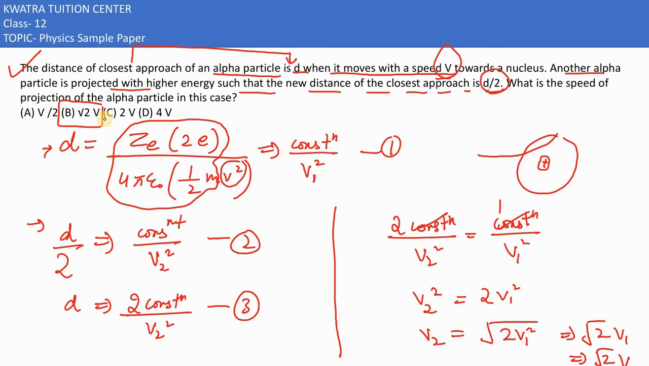The 2 we got rid of and took to the other side, the right side. That is why we compared both sides, keeping the right side equal to the right side.